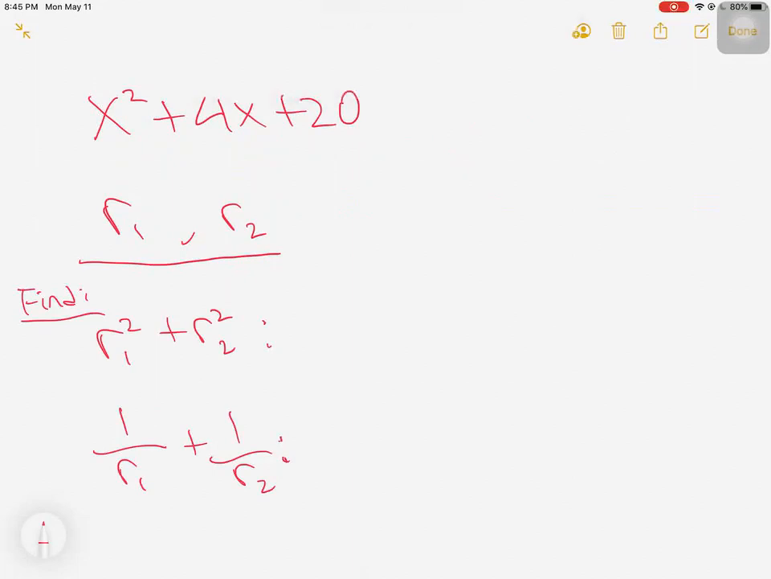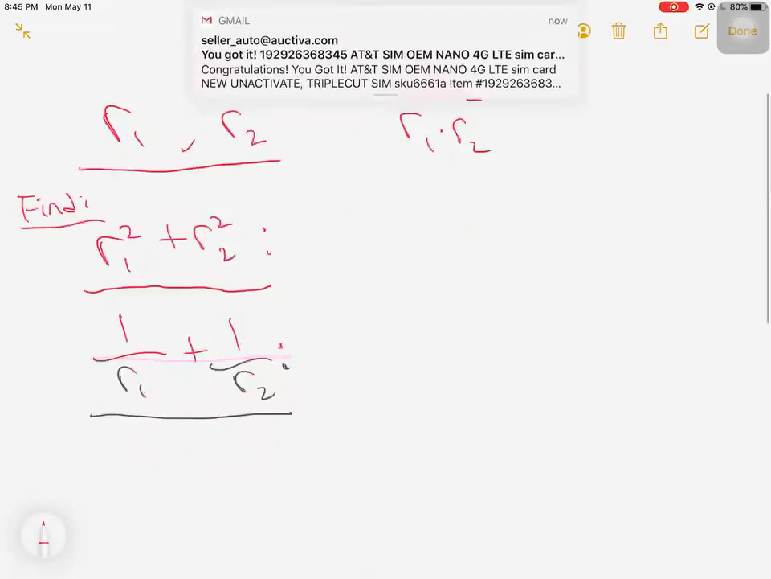So I'll let you guys try to find these two values, but a hint is to use Vieta's. We can use Vieta's to find the values of r1 plus r2 and r1 times r2. We don't want to find the roots themselves because that's going to be messy, and this equation doesn't even have real roots, so that's going to be really confusing.